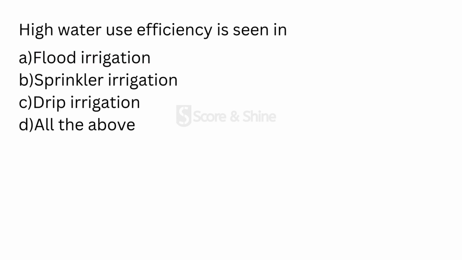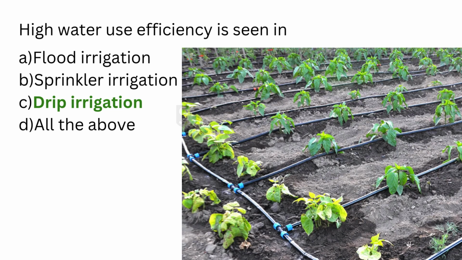And next, high water use efficiency is seen in. So it is seen in drip irrigation. Drip irrigation has the highest water use efficiency as it delivers the water directly to the root zone, which makes the plants use water more effectively and reduces the wastage of water.